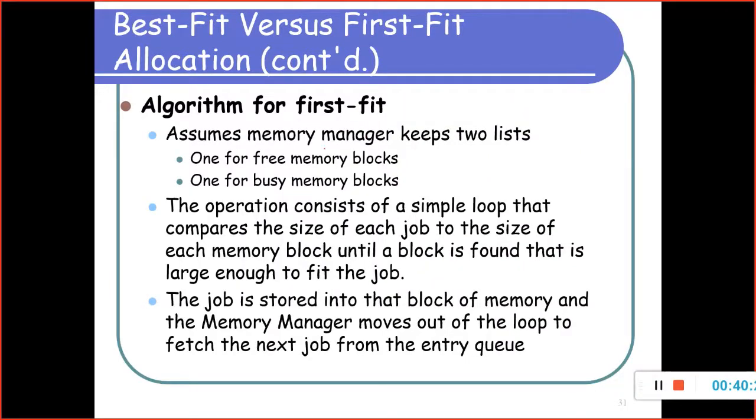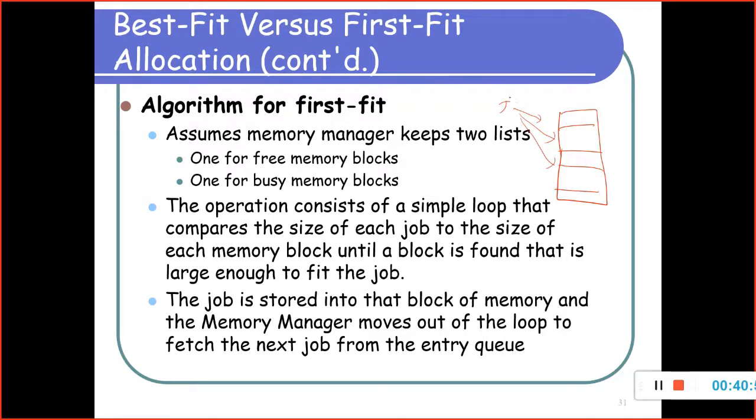Now the algorithm for first fit. Assume the memory manager keeps two lists, one for free memory blocks and one for busy memory blocks. The operation consists of a simple loop that compares the size of each job to the size of each memory block until a block is found that is large enough to fit the job. So as jobs come in, it will search for a partition that can fit it, regardless of how big the partition is.